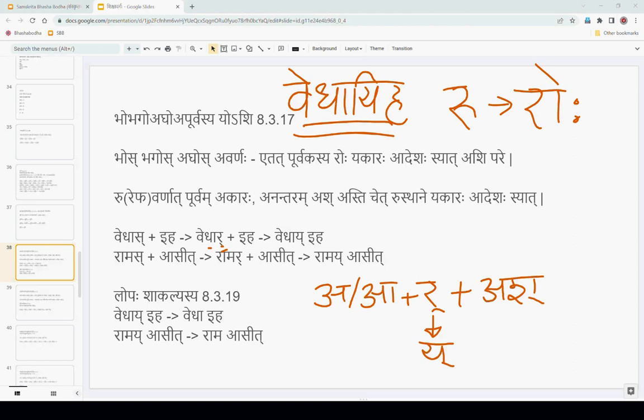When you see, for example, Ramas, okay, Ramar gacchati. Right? Ramar gacchati. Now here this is a ash. So here Ramaya, right? Ramaya gacchati. But these will not stay like this. So they go away. So further modification. Now lopaha shakalyasya comes into picture now.